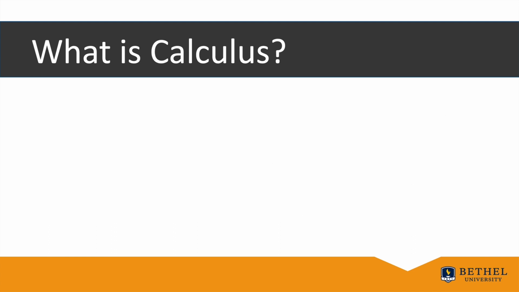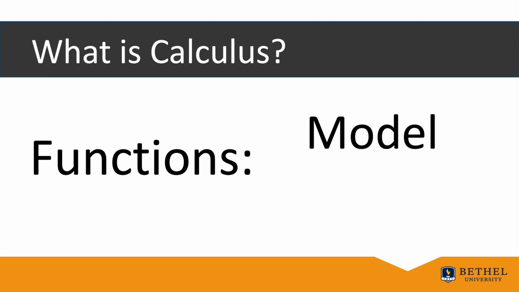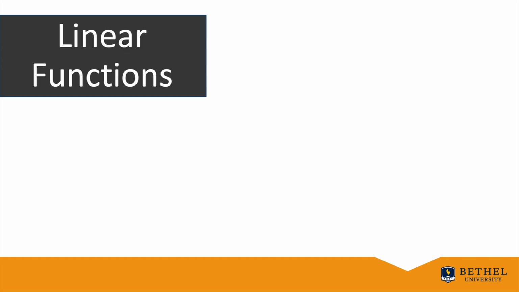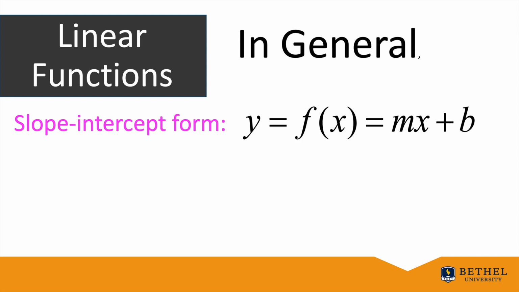As we saw in lesson 1.1, functions are used to model change. In lesson 1.1, we used the simplest kinds of functions to model change. They're called linear functions. In general, linear functions are typically written in what's called slope-intercept form: y equals f of x equals mx plus b.